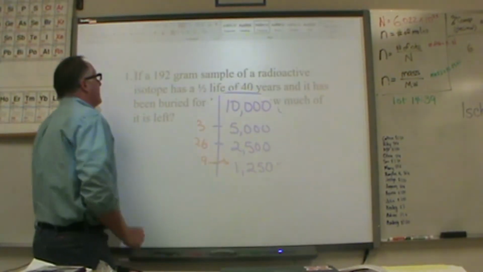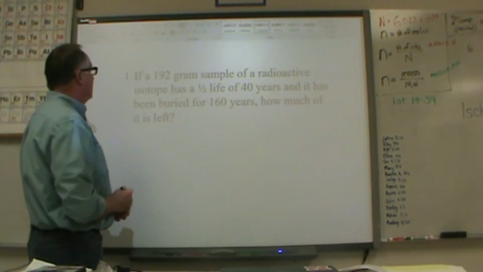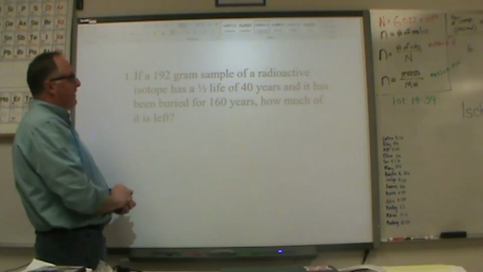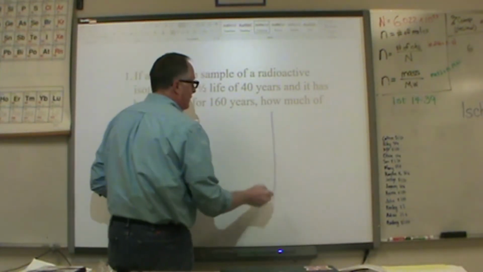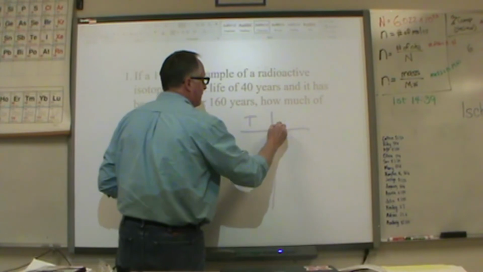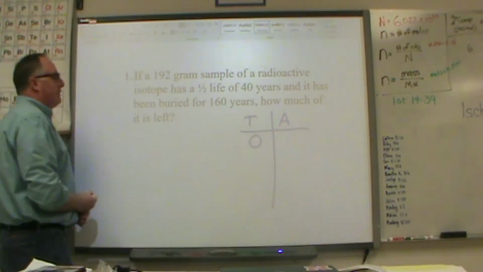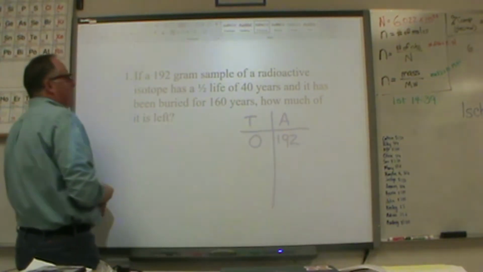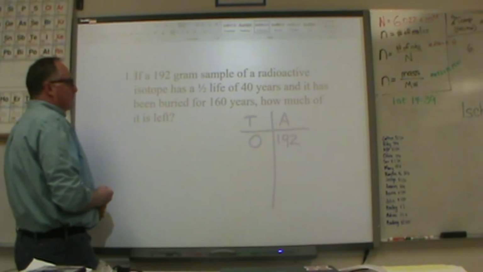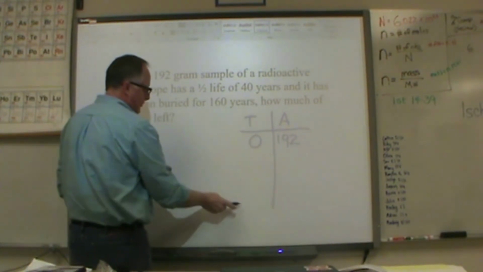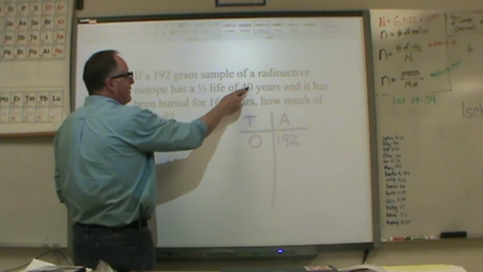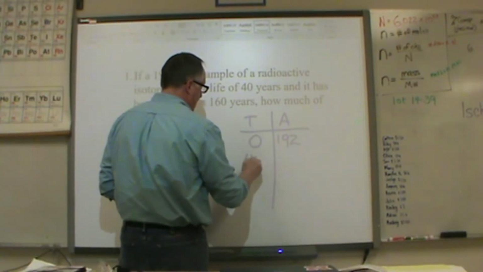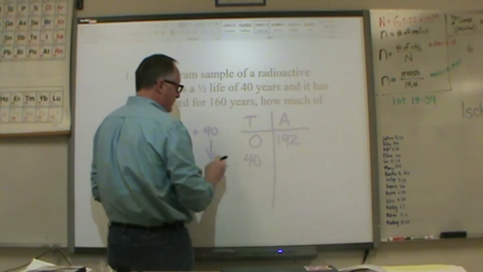It says if a 192-gram sample of a radioactive isotope has a half-life of 40 years, and it's been buried for 160 years, how much of it is left? So I'm going to start with my same chart, put my 0 in, and at time 0 I had 192. It's been buried for 160 years, so I'm going to have to get to 160, and I'm going to count by 40. So it's going to be plus 40 as I go down here, and I'm going to go to 160. You got to know when you're going to stop.